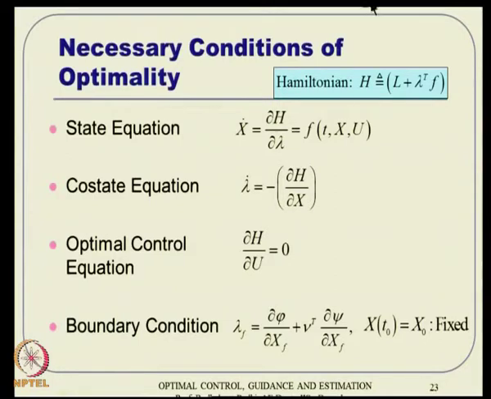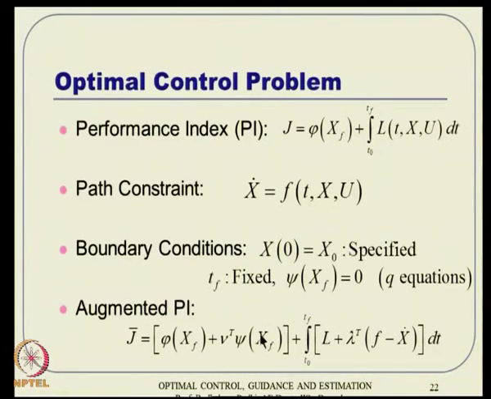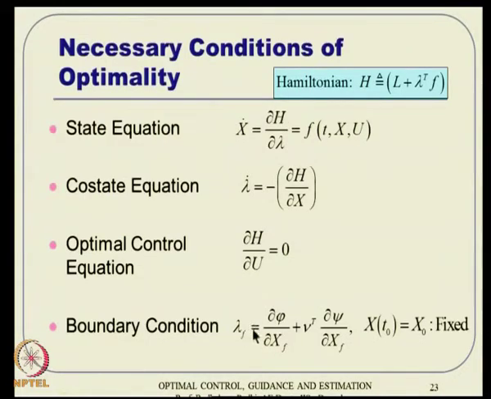Now, the Hamiltonian is a function something like that, and you derive all these necessary conditions. X dot is del H by del lambda, that is f of x, u, then the co-state equation, then the optimal control equation, and the boundary condition. The boundary condition, remember, will come from this full term. So, it is not only this term, but lambda f is this term plus that term. Don't forget that.